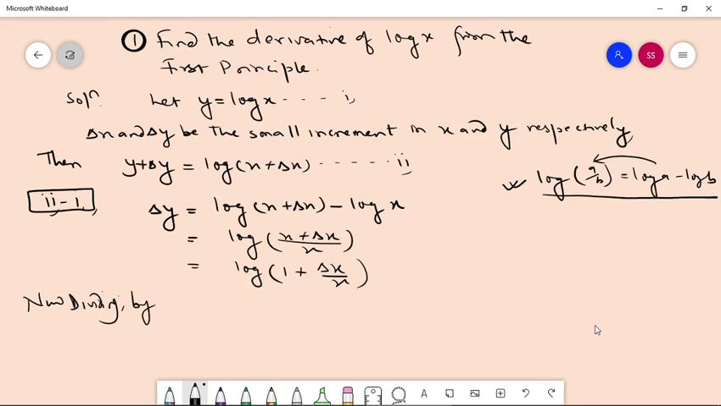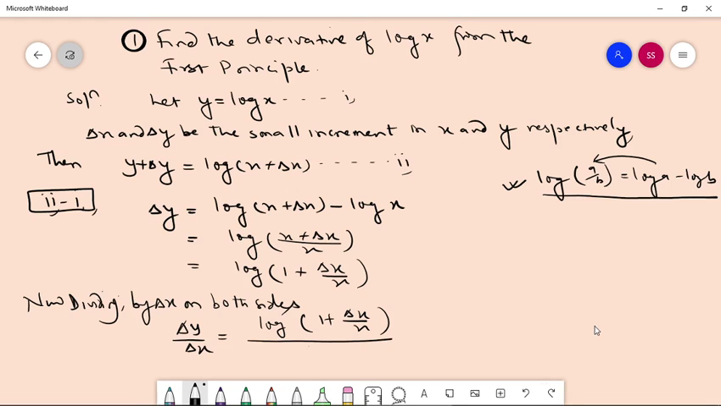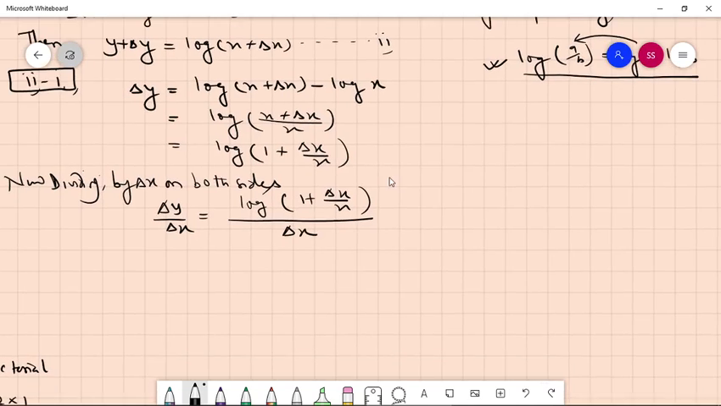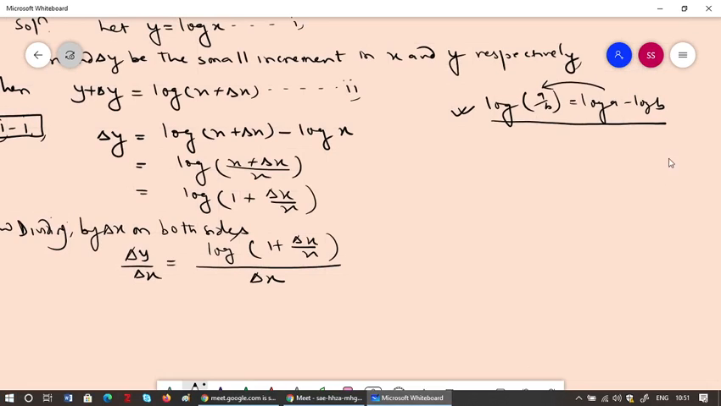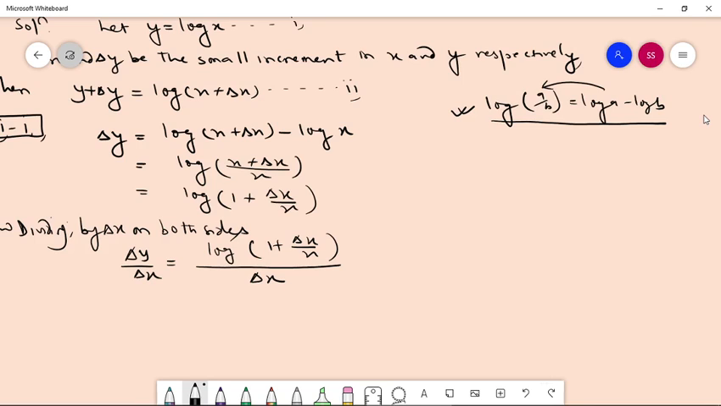Now dividing by del x on both sides, del y by del x equals log(1 plus del x by x) whole over del x. And this, as we have studied, limit x tends to 0, log(1 plus x) by x equals 1.